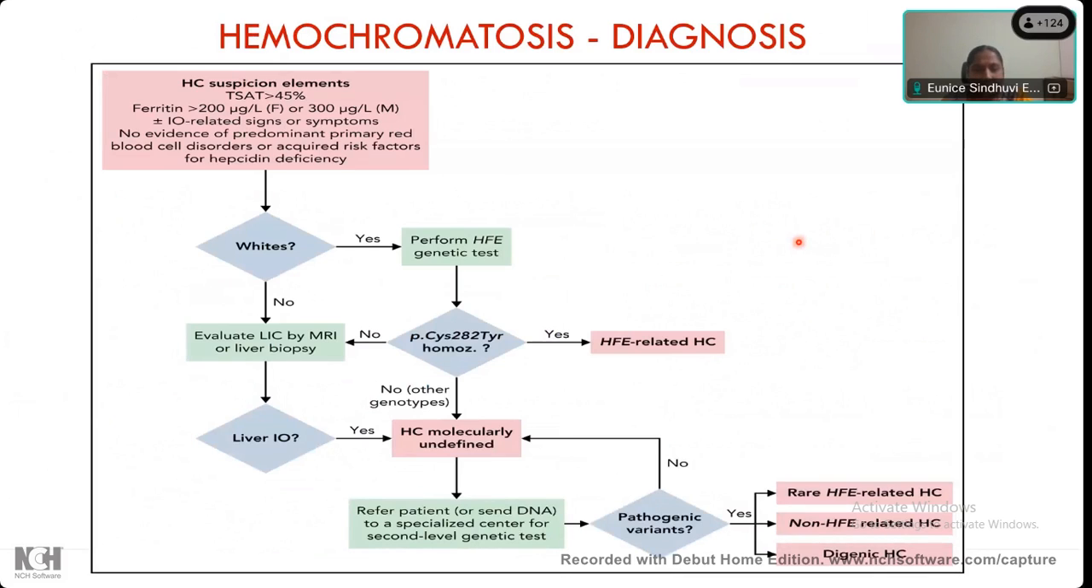So this is one diagram where, based on the transferrin saturation and ferritin levels, because primary hemochromatosis is mainly in the Caucasian population, they advise to go directly for the HFE. C282Y is the most common mutation in the HFE. So if that is homozygous, then you can label it as HFE-related hemochromatosis. And if it is not there, then you can go for other non-HFE related genes, and then we can classify them based on the genetic findings.